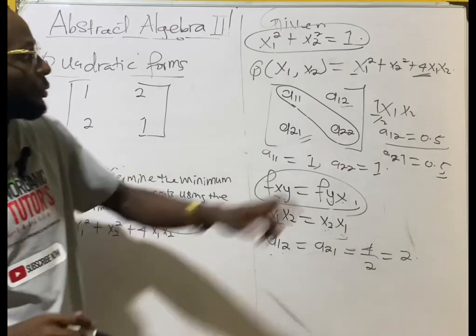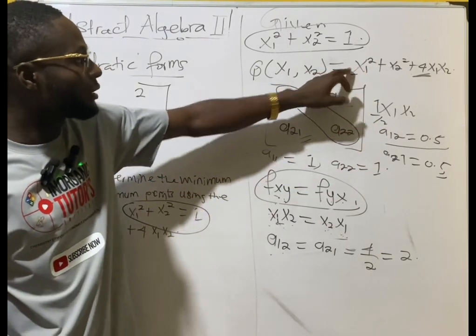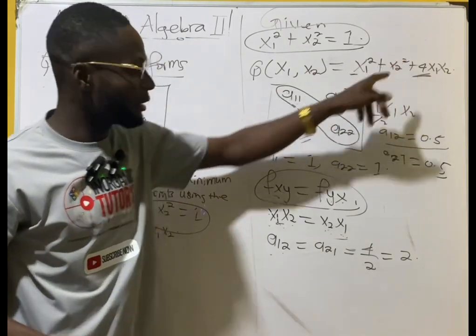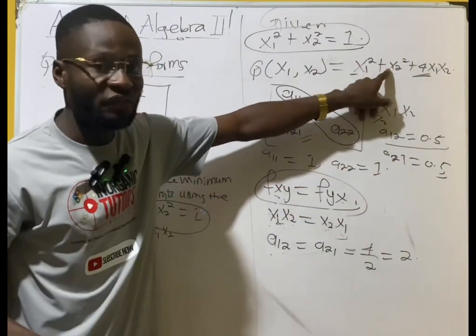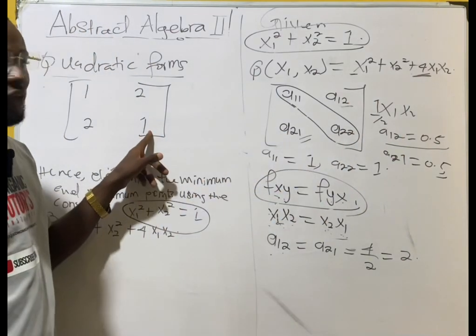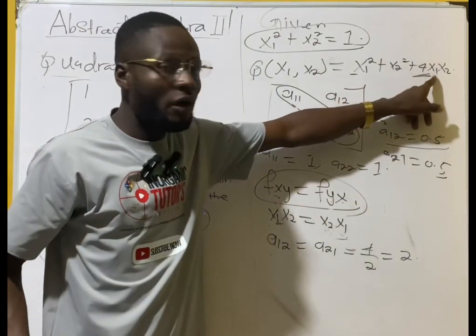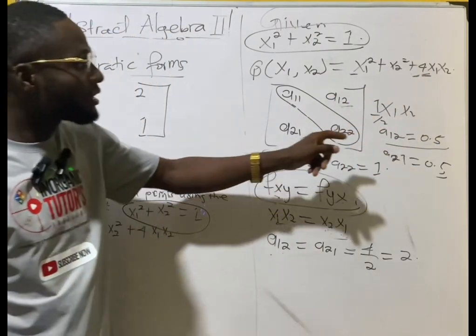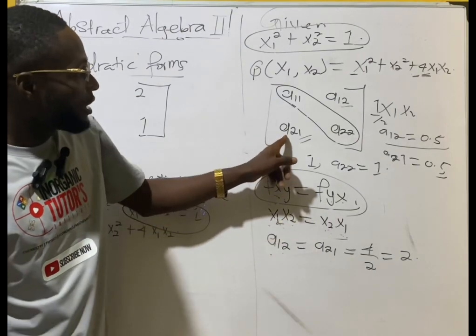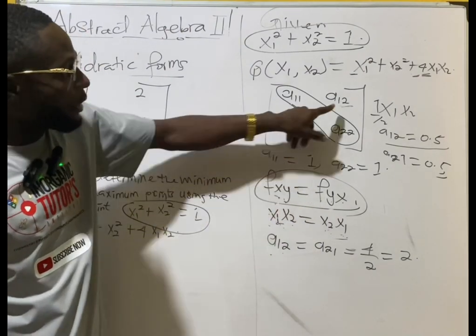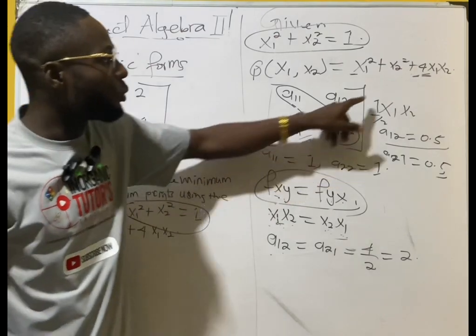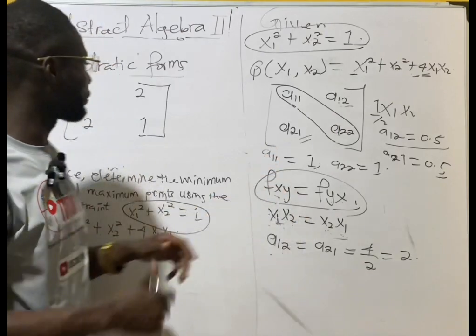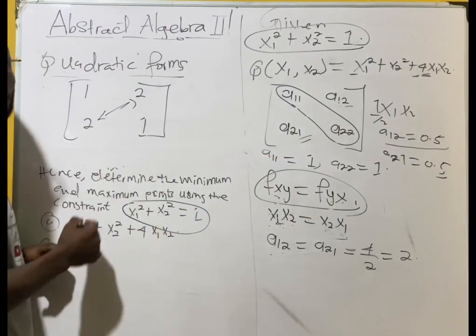From this explanation, we see that our x1 squared has a coefficient of 1, which is the A11, and our x2 squared also has a coefficient of 1, which we have here. And therefore, the x1x2 term has a coefficient of 4, which we are going to divide between a12 and a21. So we divide 4 into 2 and share it on the off diagonal. So that is what we have here, 2, 2.